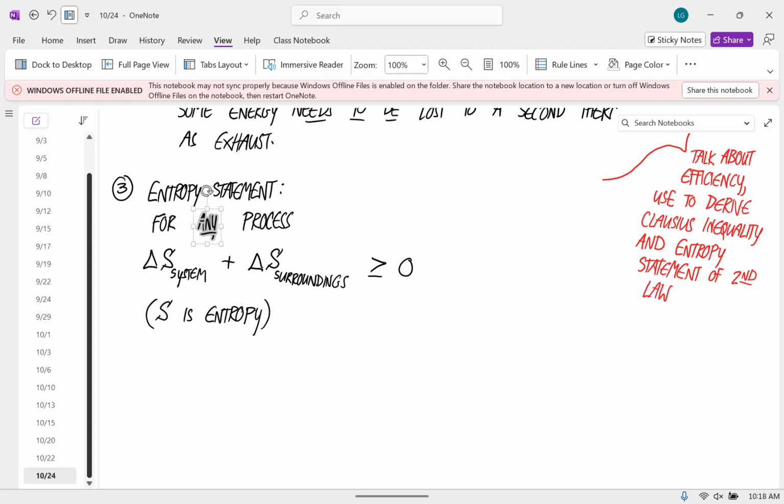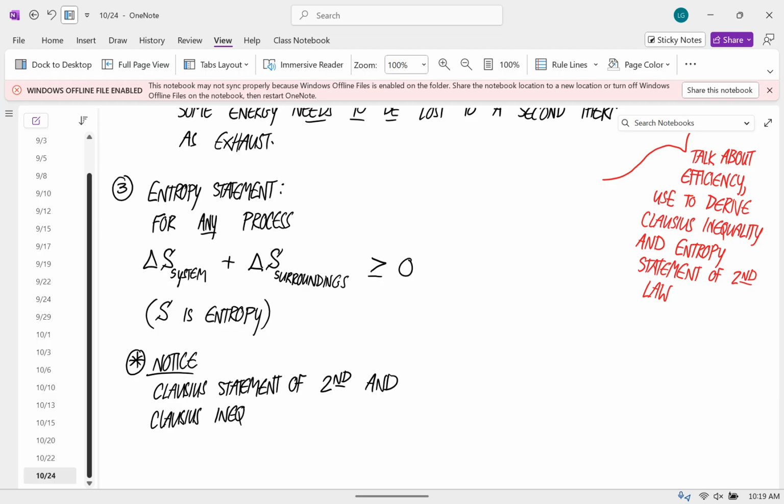And I mentioned this, but I want you to notice one thing, get it in your notes. The Clausius statement of the second law and the Clausius inequality are totally different things.